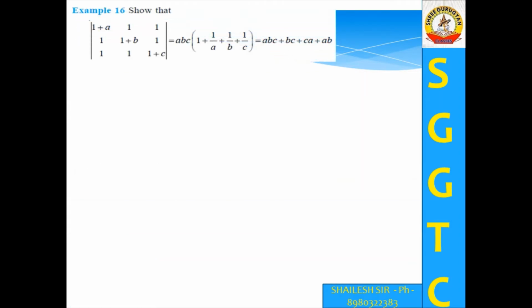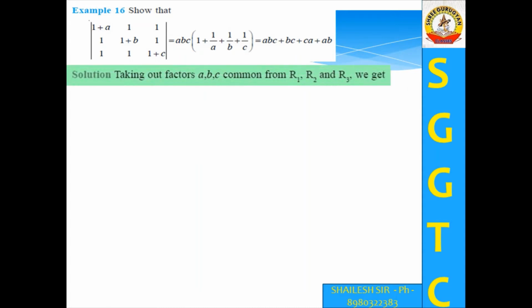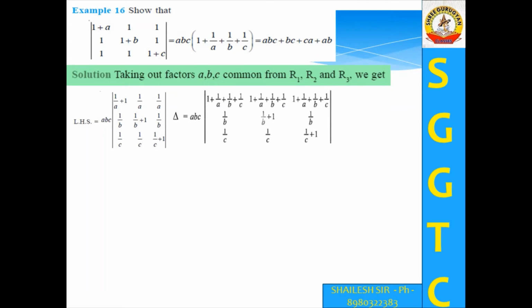Example 16. Look at that in example 16. This is also IMP for 3 marks. And first of all, look at the question. Your target is achieving here a, b, c outside. So I take common row wise a. Column wise is also true, students. Second row take common b, and third row take common c. So taking common factors abc from R1, R2 and R3.